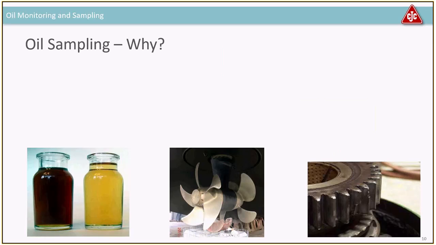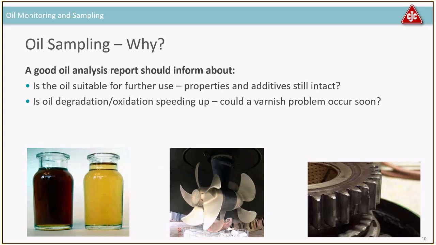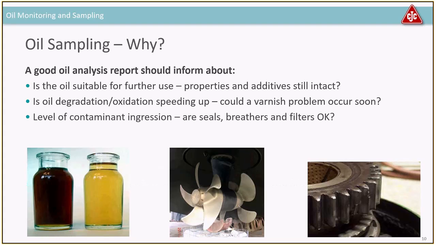So when we're doing oil sampling and analysis, why do we do it? Well, you want to show in a good analysis that the oil can be used continuously, so still be used. Are the properties and the additives still okay? What about the degradation products? Is oxidation speeding up so varnish issues could occur very soon? Or what about the level of contamination? Are seals and breathers and filters still in good shape? And last but not least, what about the condition of the machine? Is wear under control or is it speeding up? So those are the primary reasons why you're having oil analysis in the first place.